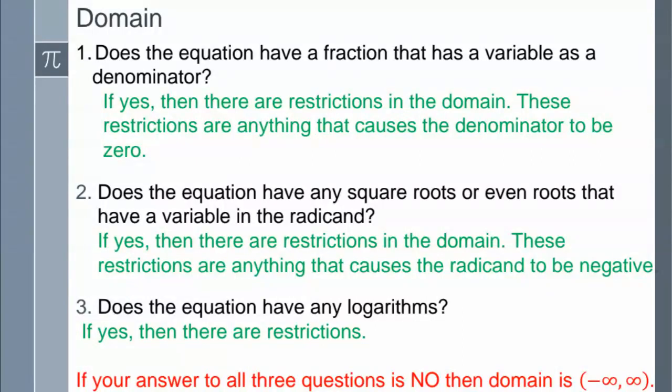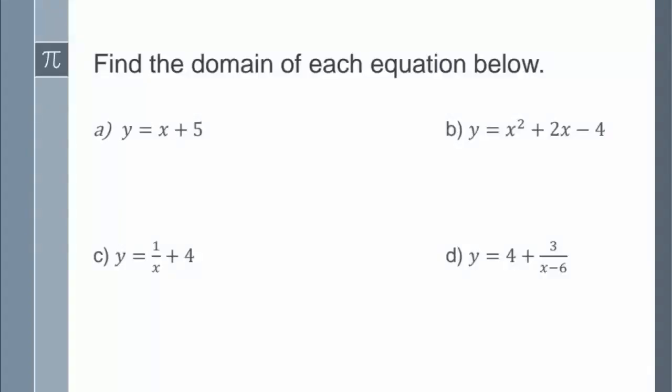So it's all of the values to the left and all the values to the right of 0. Okay. All right, so let's look at some examples to find the domain of each of the equations below. So let's start with A.